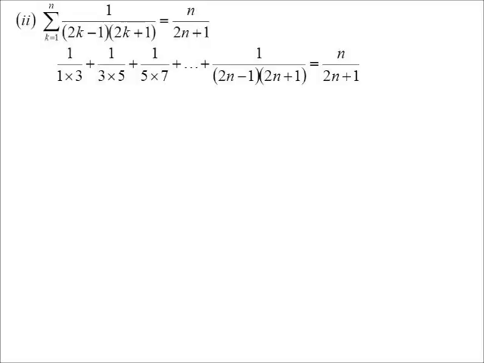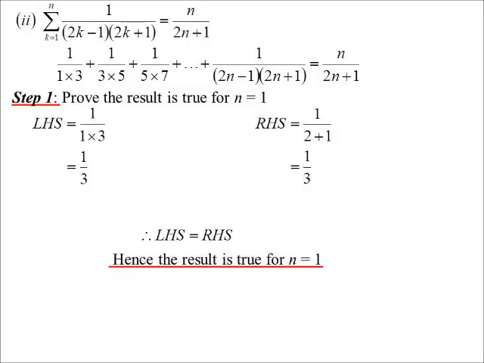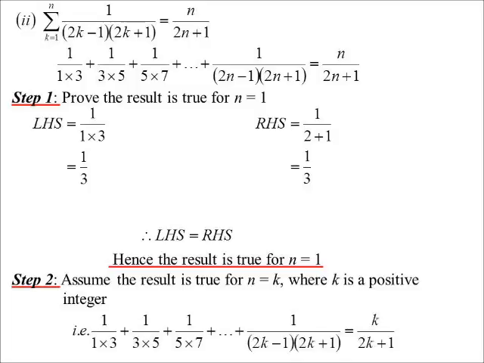So I sometimes see that. All right, well, let's prove it for the first case. On the left-hand side, 1 on 1 times 3, yes, that's 1/3. Right-hand side, I get 1 on 2 plus 1. Yes, that is also a third. So, yep, left-hand side does equal the right-hand side. So it is true for n equals 1. I'm going to assume the result is true for n equals k, where k is some integer. So there's what I'm going to assume. So now we're going to try and prove it true for k plus 1.